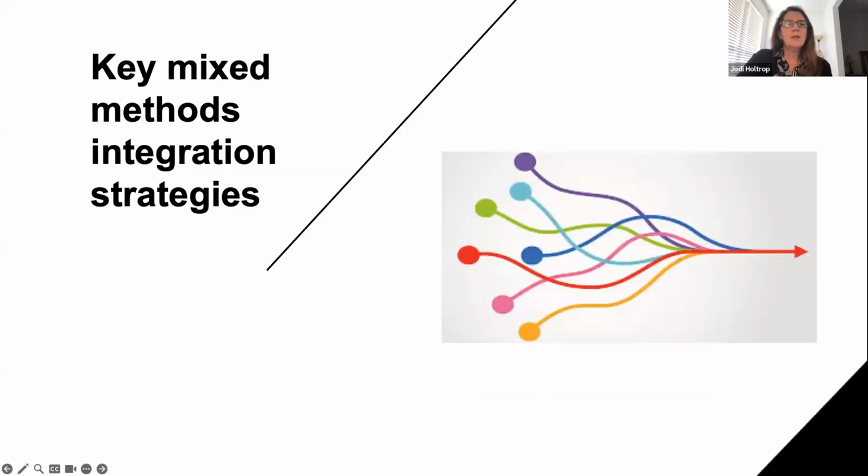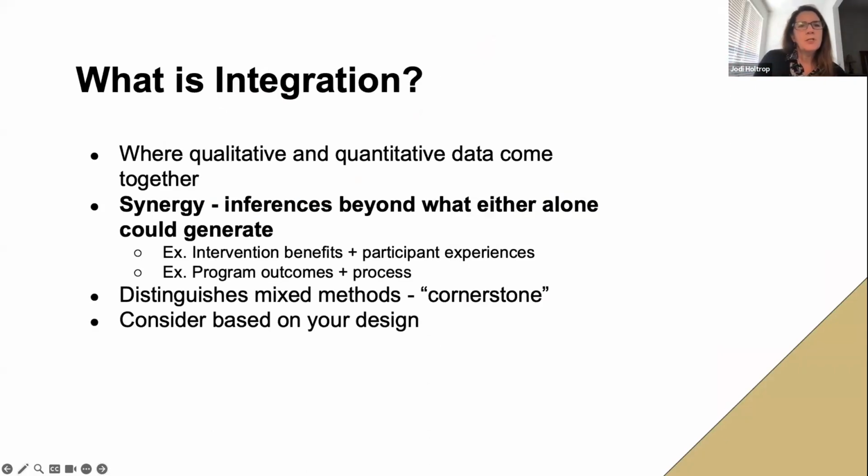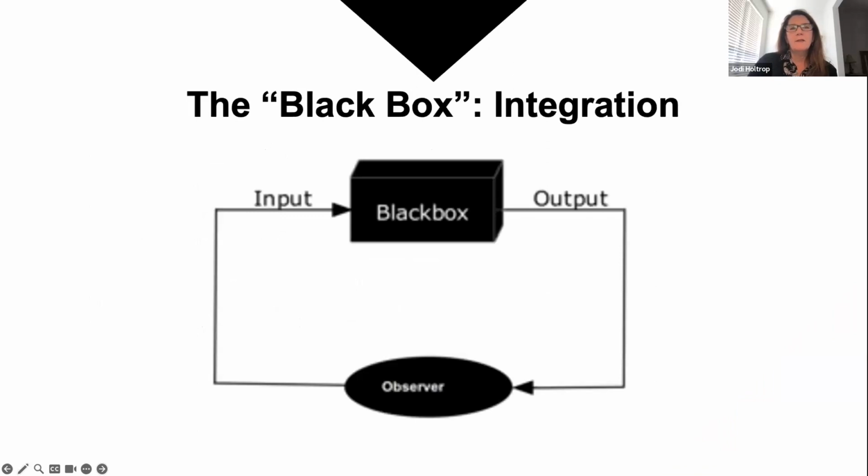All right, let's talk a little bit about what I mean by integration. You're just kind of using this word, so what does that mean? Integration is where qualitative and quantitative data come together. It's the synergy, the inferences beyond what either alone could generate. So it distinguishes mixed methods. It's kind of the cornerstone of mixed methods, and you want to consider it based on your design. A lot of people consider this kind of a black box. Like, what happens in there? How do you do that? So I'm going to open the black box a little bit.